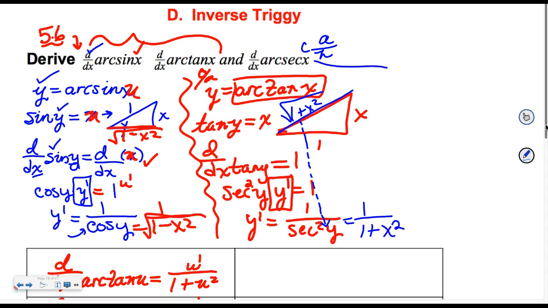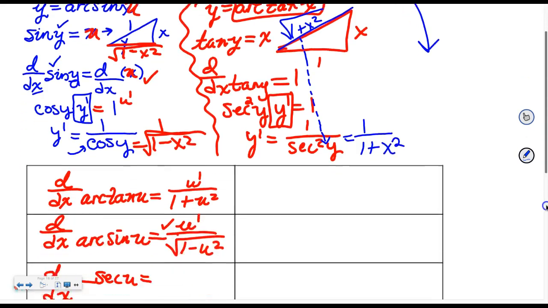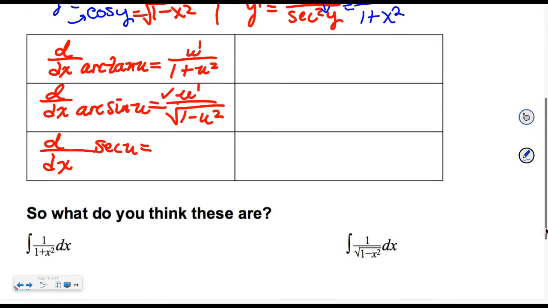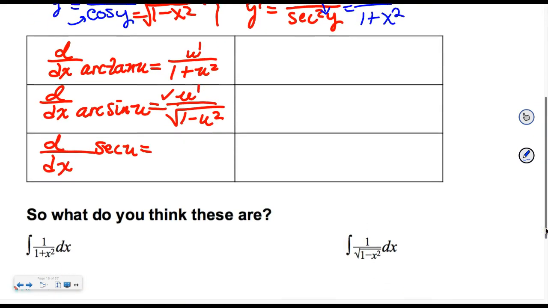You could do arcsecant the same way. I'm not going to go through that one again. I'll just tell you what that one is. So you'll notice that they're all very similar. They all have u prime on the top. And if u is x, they all have a 1 on the top. The only difference with the cofunctions is that if I had a cotangent here instead, I end up getting negative u prime over 1 plus u squared.